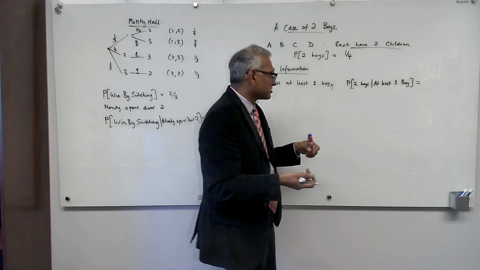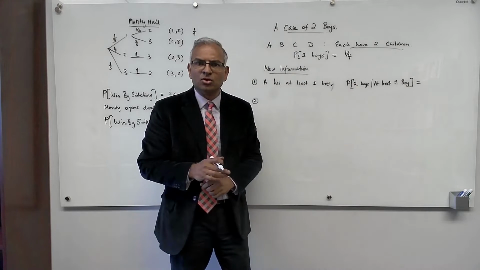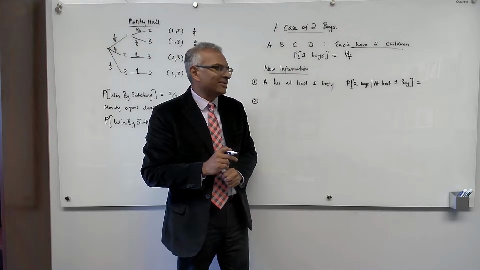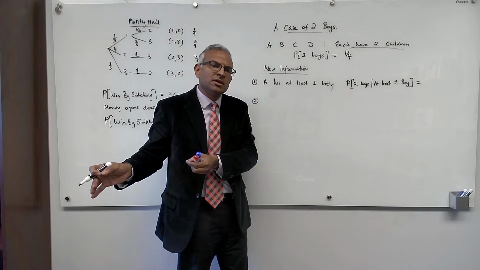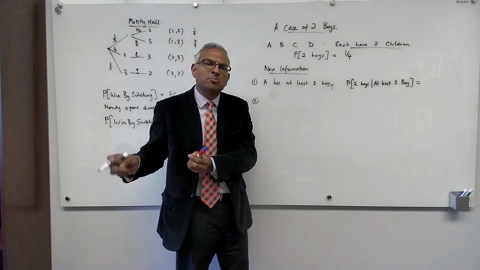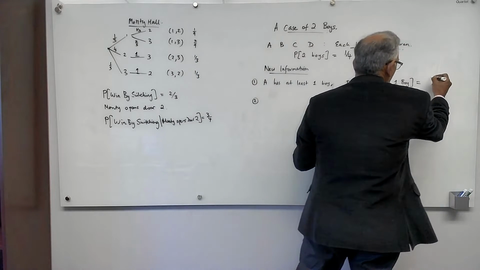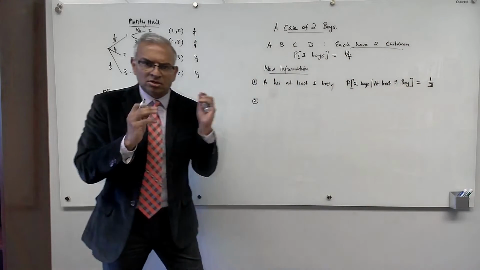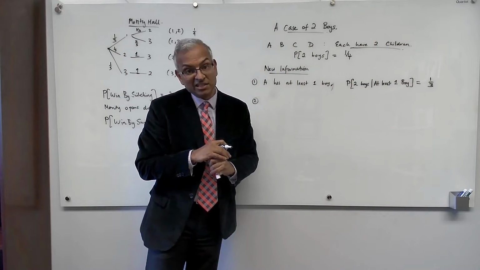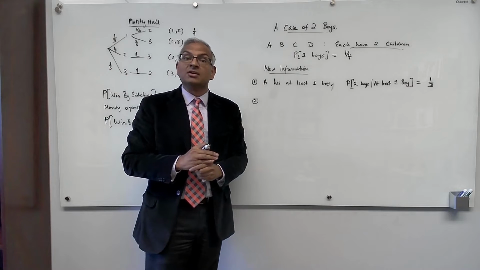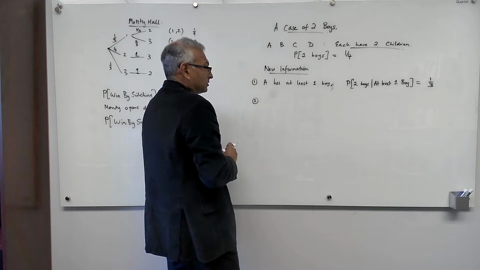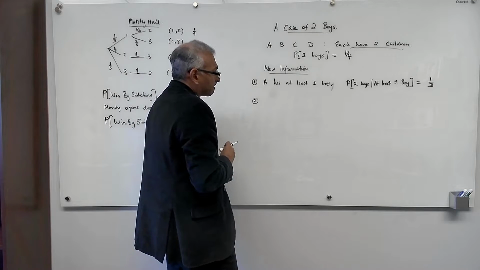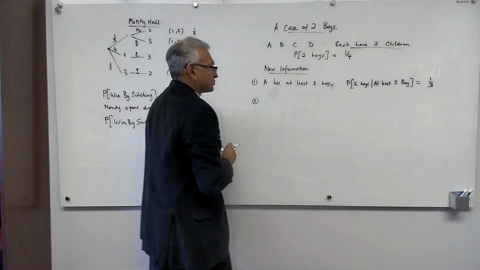So intuition suggests that the probability of 2 boys, given that you know that you have at least 1 boy, is 1 case, boy, boy, out of 3 possibilities, so you might suspect it's 1/3, and indeed it's the case. But you need to be able to get that using conditional probabilities and the method that we have given you. Okay. So that's if A has at least 1 boy.